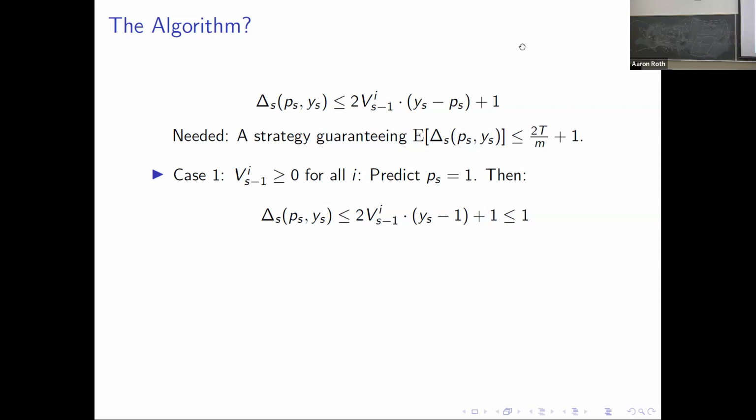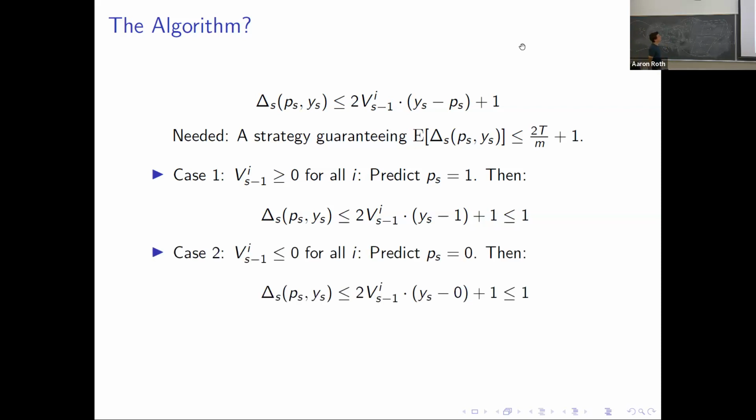And if we're in this case, it's because our calibration loss in every bucket was positive. So a positive number times a negative number is a negative number. And so that plus 1 is at most 1. Okay, so that case is good. Our calibration loss is actually even smaller than we needed it to be. It's at most 1.